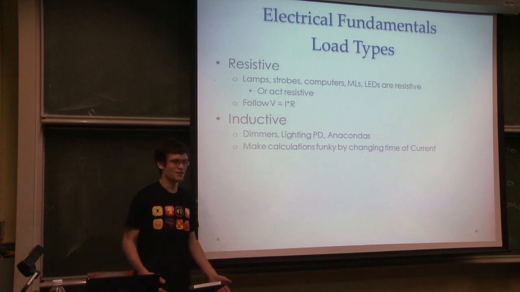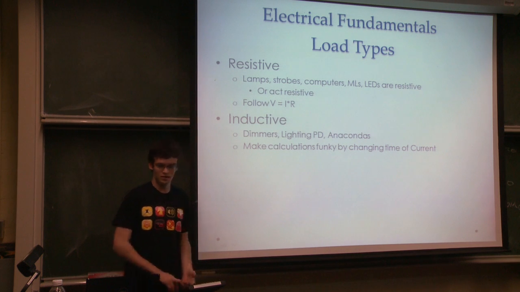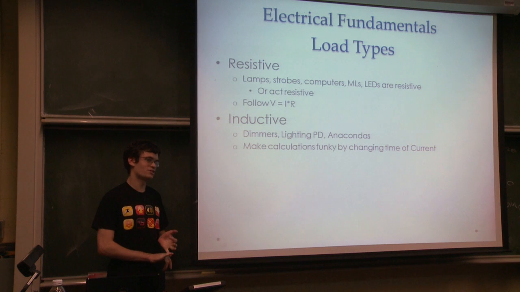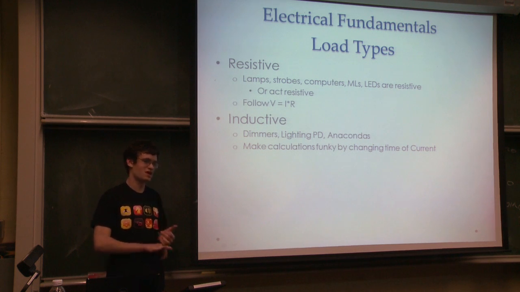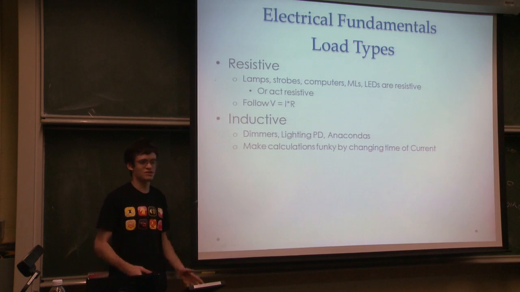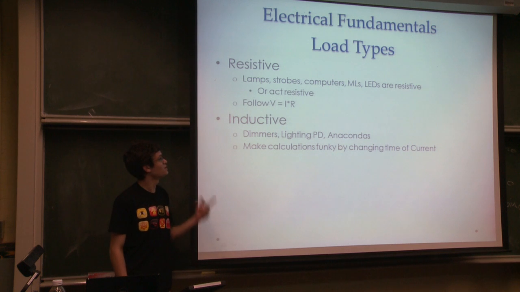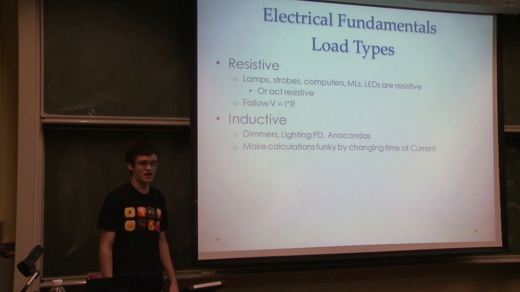Okay, load types. So different things behave differently when you try and run electricity through them. You have resistive loads, which are your lamps, strobes, computers, MLs, and LEDs. Some of these are actually on switch mode power supplies, which act a little weird, but they essentially make the math work out so they can be viewed as a resistive load. And for these you can easily use the equation V equals IR for doing your math.